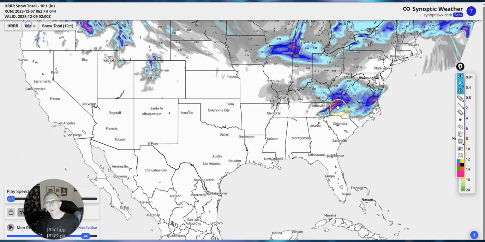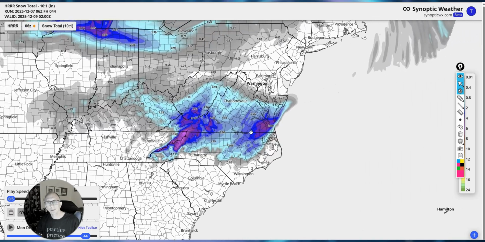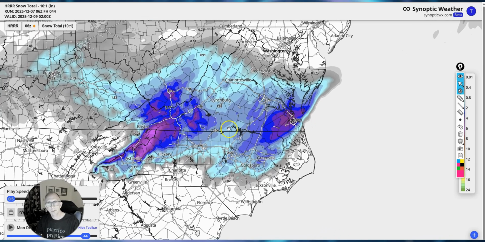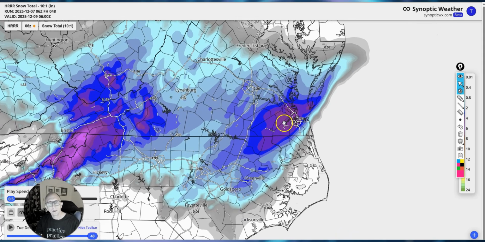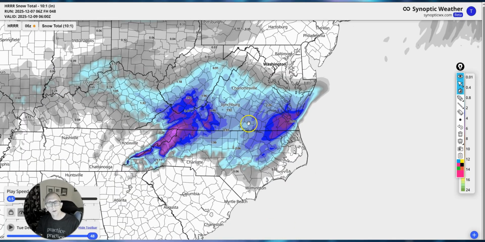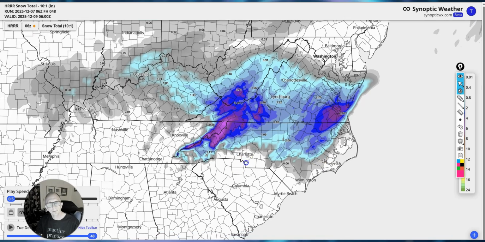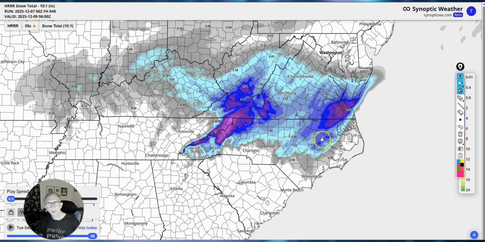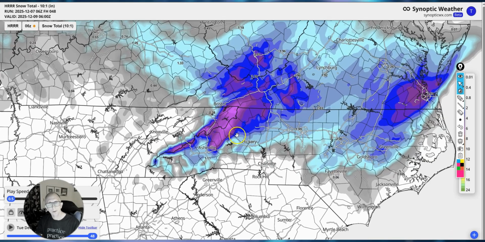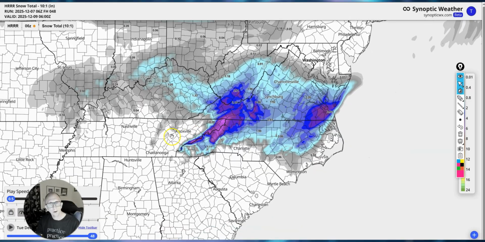I can't go any further than this because it's a 48-hour run, right? Potentially 3-4 inches of snow here in the Virginia area. Maybe some snow here into north parts of North Carolina, especially in the North Carolina mountains here. Parts of Tennessee, parts of West Virginia.